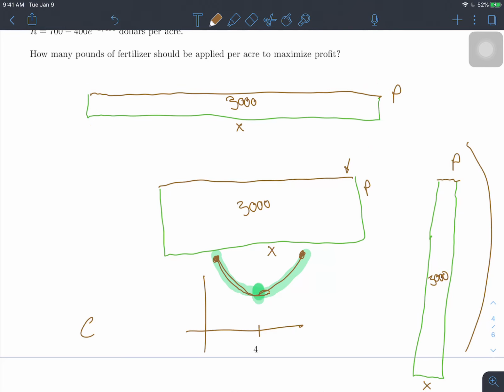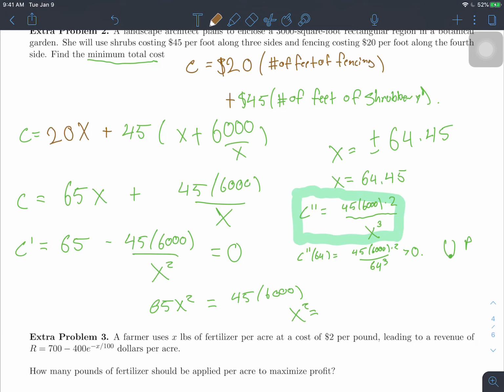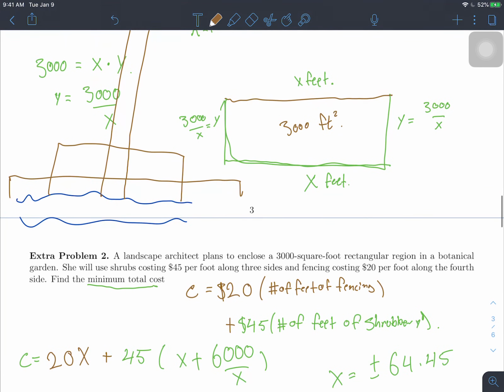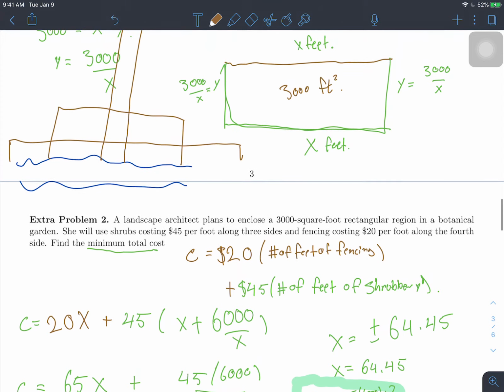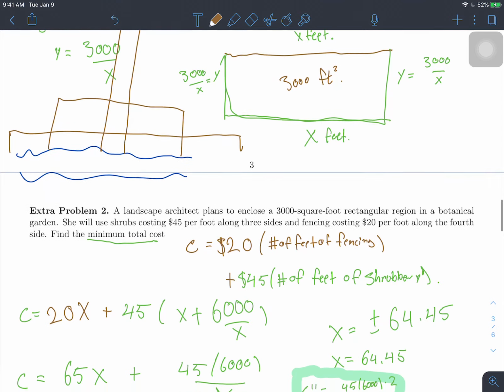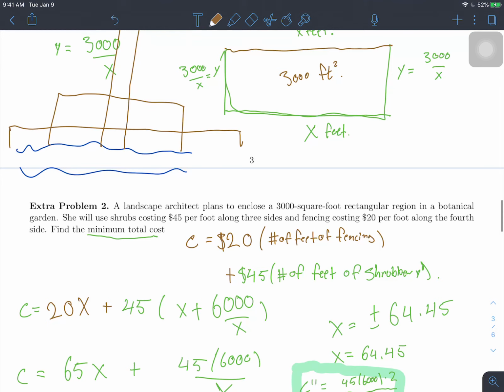Yeah. So I guess my only question is then, I get the equation 20 times number of feet of fencing plus 45 times the number of feet of shrubbery. Mm-hmm. But then how did you get the numbers? Like how did you get 20x plus 45? Sure. So I know the number of feet of fencing is x, so the 20x makes sense to me. Okay. I get that. I don't understand how you got the green part, the 45 times x plus. Sure. So it should be $45 times the number of feet of shrubbery, right?